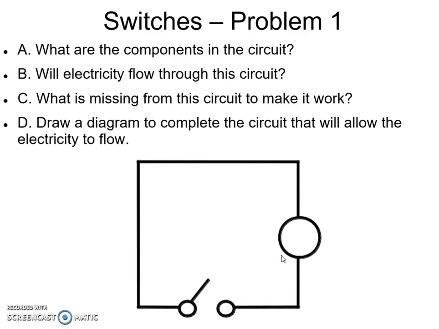First of all, we can look at C. We do not have a battery. We do not have a power source to give the electrons the force to move, the voltage. Also, our switch is turned off. There's a gap. So even if we did have a power source, it would not work because the electrons cannot flow. So we are missing a power source and we are missing an on switch. So draw a diagram that will have those items.